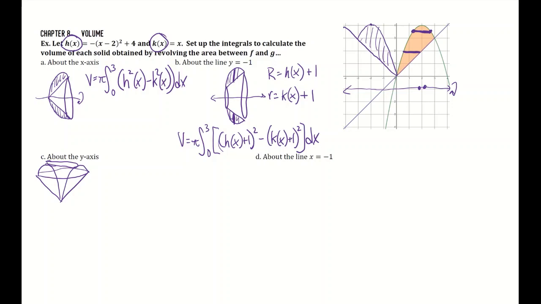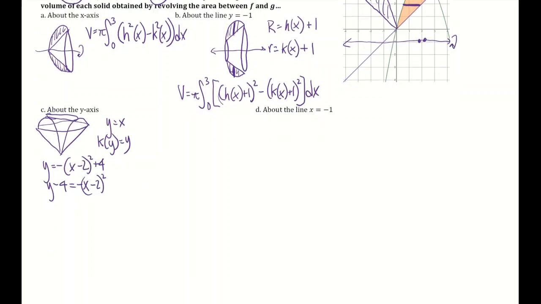So we are going to have to use two different integrals, and we are going to have to solve for h of y and k of y. So I'm going to do that first. If y is equal to x, then x is equal to y, so k of y is equal to y, so that's easy enough. And then y is equal to negative x minus 2 squared plus 4, subtract 4, divide by negative 1. Take the square root. Don't forget, when you take the square root, you have to put plus or minus, and then add 2.